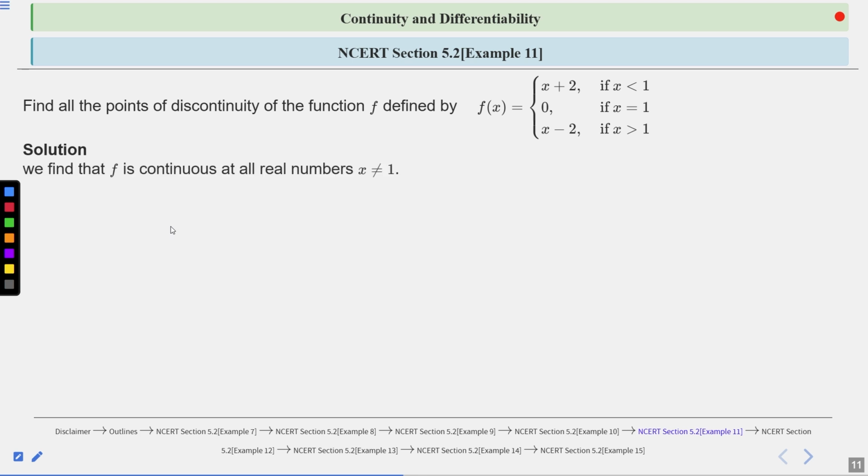We find that the function f is continuous at all the real numbers x not equal to 1, right? The left hand limit of f at x equal to 1 is limit as x tends to 1 minus of f(x), which is equal to limit as x tends to 1 minus of x plus 2, which is equal to 1 plus 2, which is equal to 3, right? Got it?